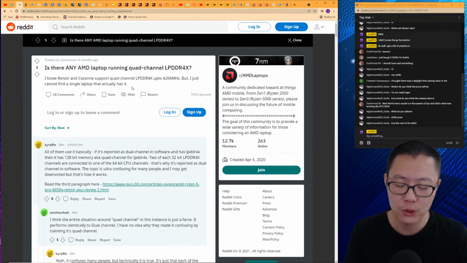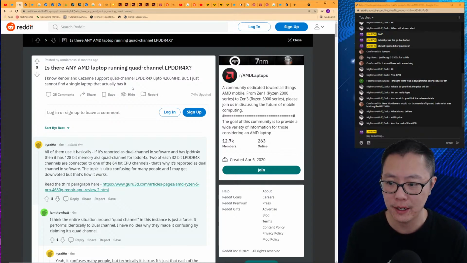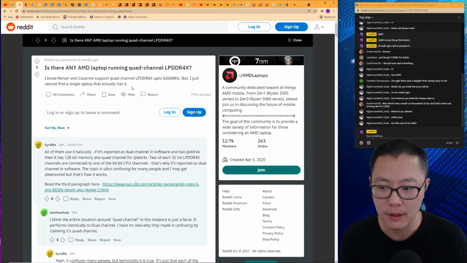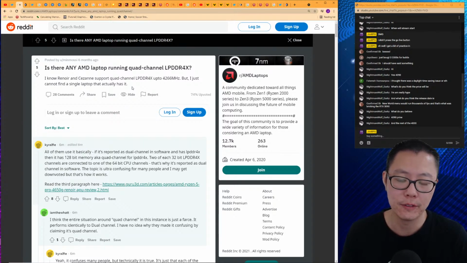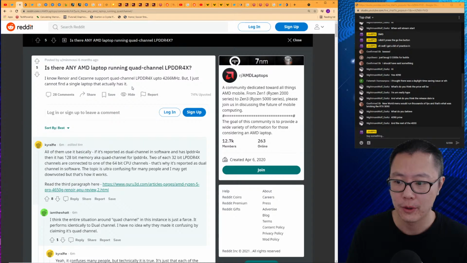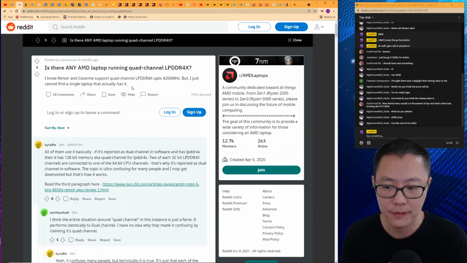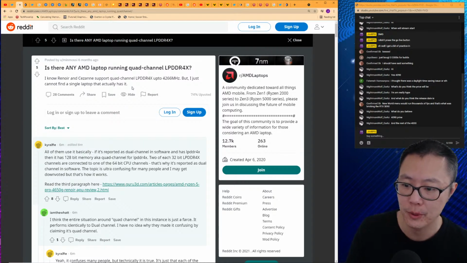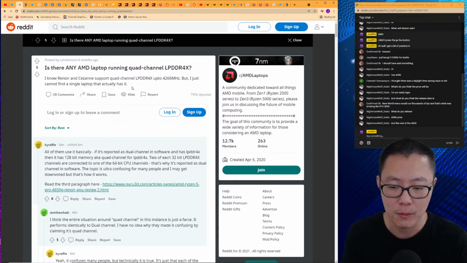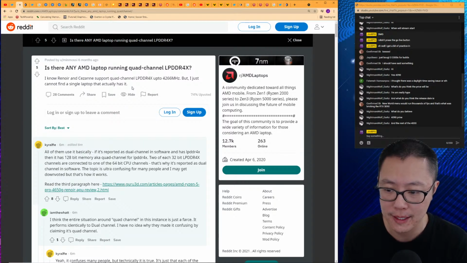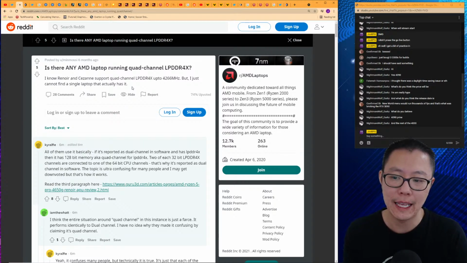If it's reported as dual channel in software and has LPDDR4X, then it has 128-bit memory, aka quad channel for LPDDR4X. 2 of each 32-bit LPDDR4X channels are connected to one of the 64-bit CPU channels. That's why it's reported as dual channel in software. The topic is ultra confusing for many people, and I may get downvoted, but that's how it works. So he seems to know what he's talking about.